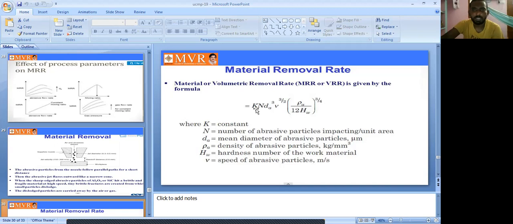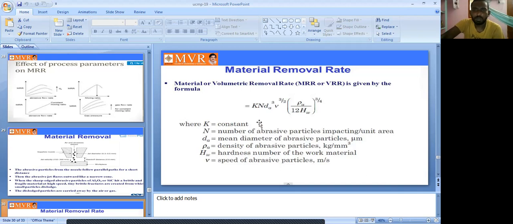K is nothing but a constant value. N is the number of abrasive particles impacting per unit area. D_a is the mean diameter of the abrasive particles.